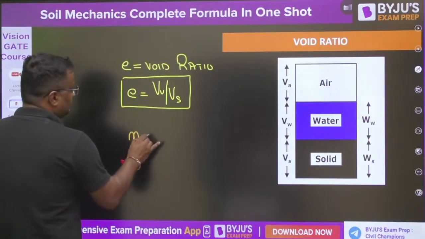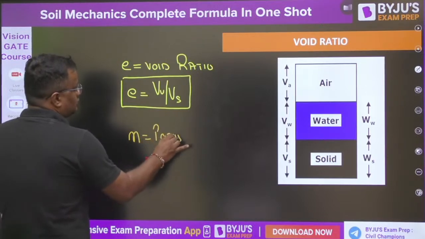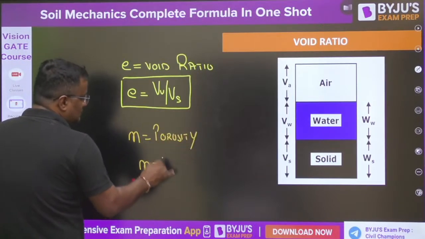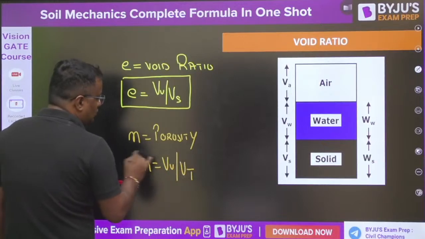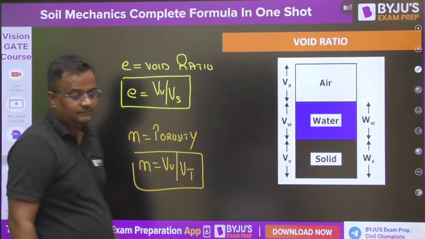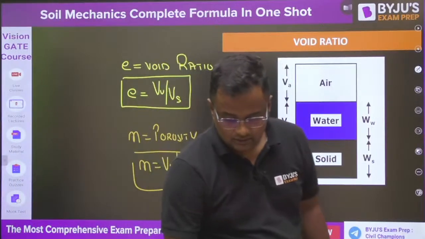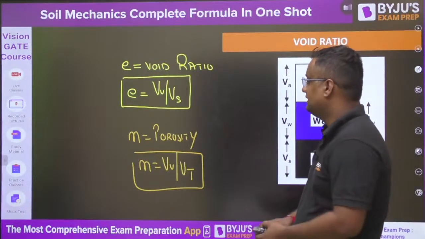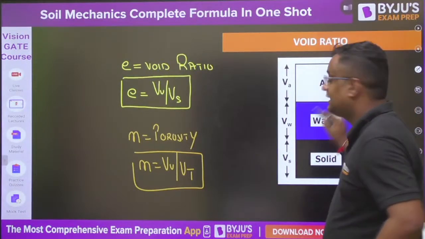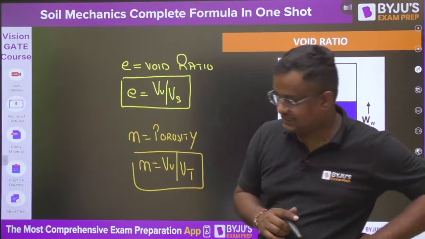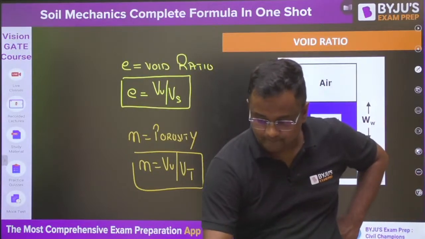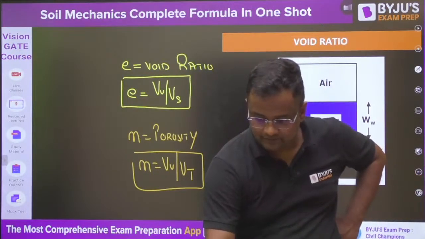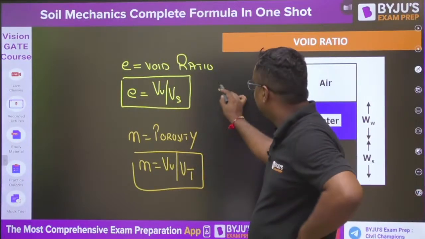Now one is porosity. n is porosity. So n is volume of voids by total volume. Guys, which will be bigger, e or n? What will be bigger, void ratio or porosity? Tell me in the comment section, every one of you. Of course, e will be bigger than n.